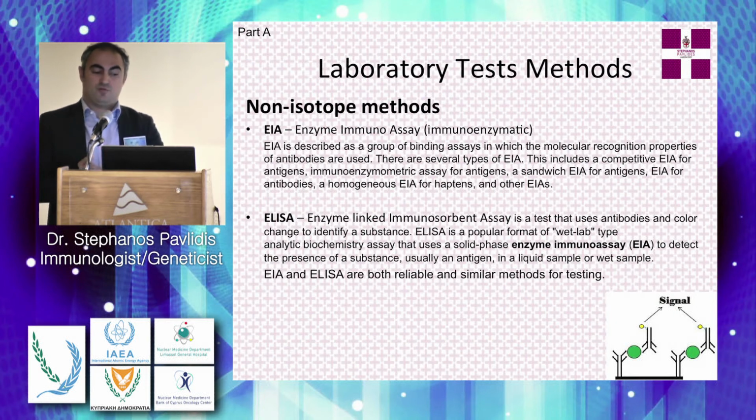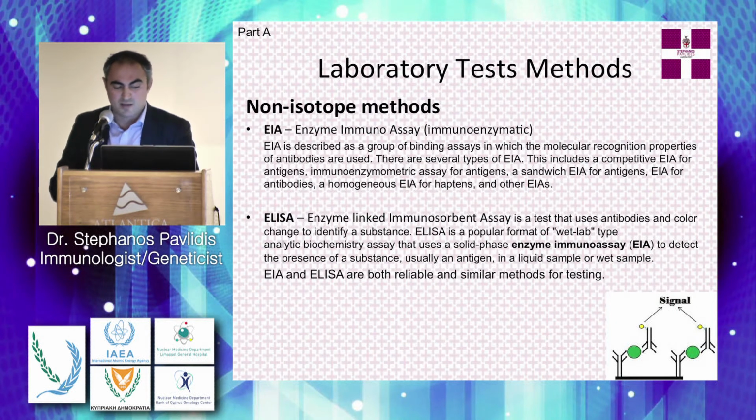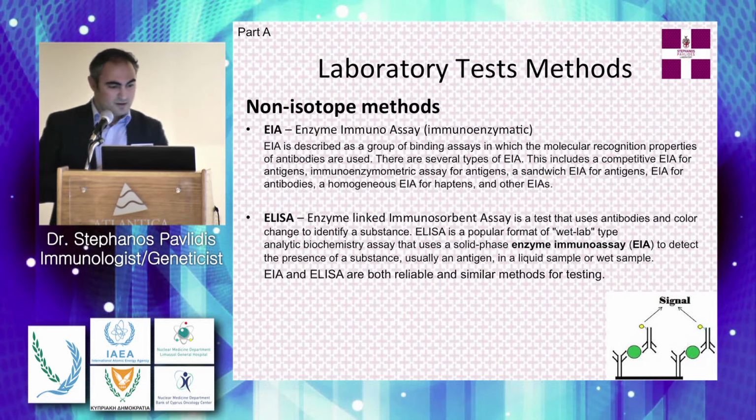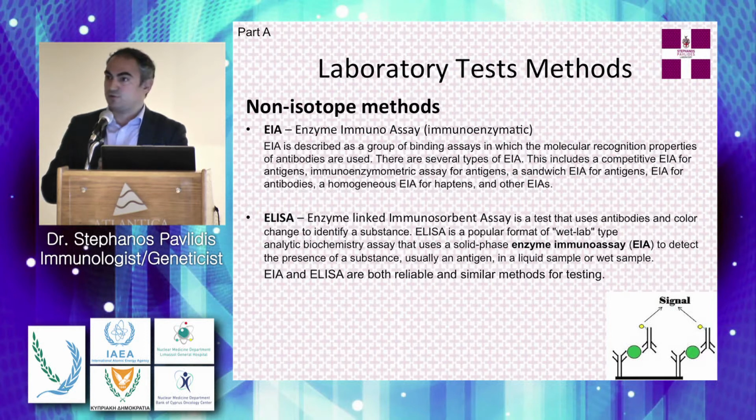Then the non-isotope methods are mainly the enzyme immunoassay, immunoenzymatic assay, which is described as a group of binding assays in which the molecular recognition properties of antibodies are used. There are several types of EIA. This includes a competitive EIA for antigens, immunoenzymometric assay for antigens, a sandwich EIA for antigens, EIA for antibodies, a homogeneous EIA for haptens, and other EIAs.